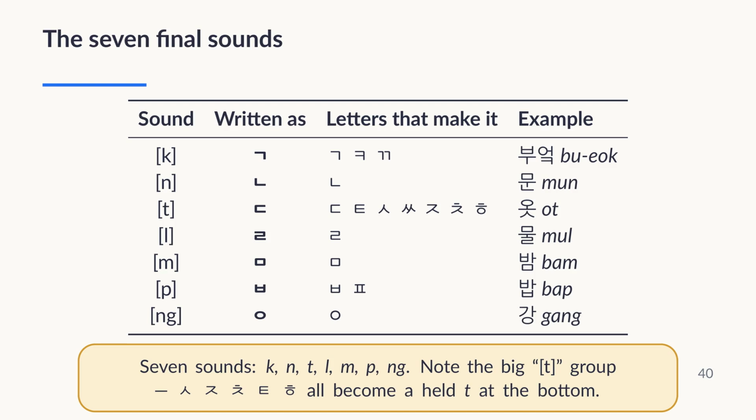The L sound comes from the letter rieul, as in mul, meaning water. The M sound comes from M, as in bam, meaning night or chestnut. The P sound comes from B or aspirated P, as in bap, meaning rice. And the NG sound comes from the circle, as in gang, meaning river. 7 sounds, and that large T group is the one to drill.